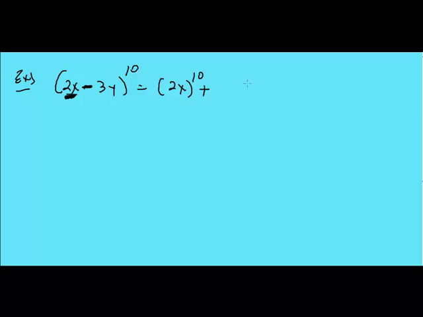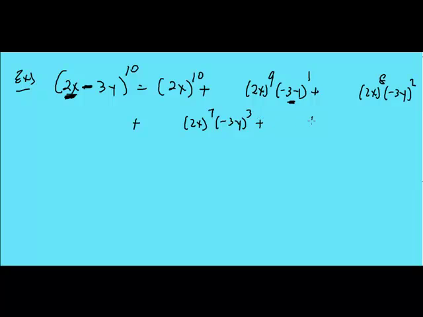So the next term is going to be 2x to the 9th and negative 3y to the 1st. Okay, and then the next term is going to be 2x to the 8th, negative 3y to the 2nd. See, when I raise negative 3y to the 2nd, that's positive. But when I raise negative 3y to the 1st, that's going to be negative. Okay, and then I can just keep on going plus. Then I can go 2x to the 7th, negative 3y to the 3rd, then plus, I have a 2x to the 6th, and then have a negative 3y.